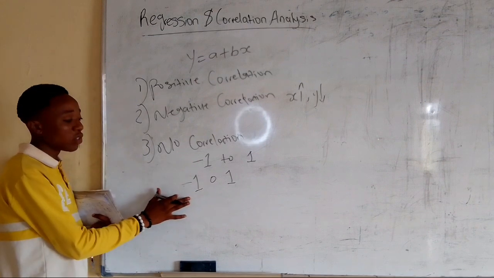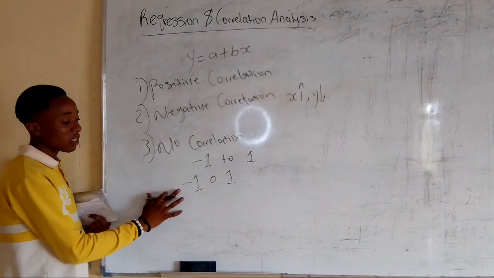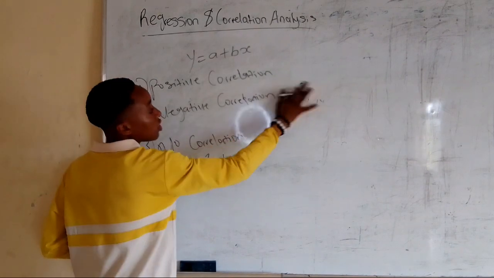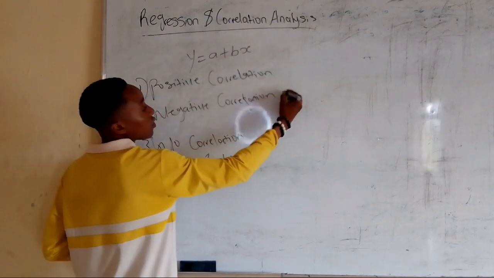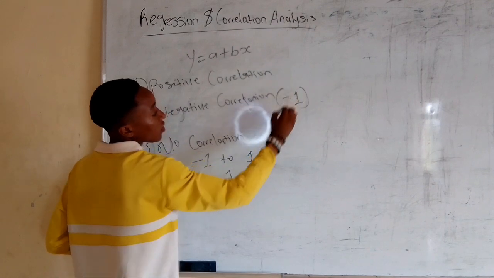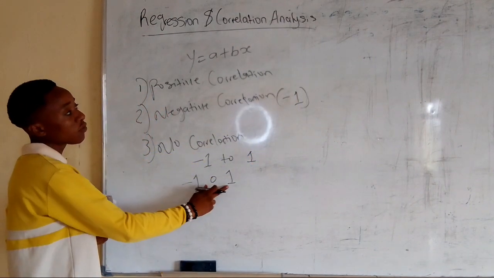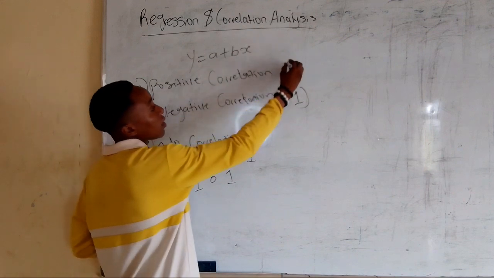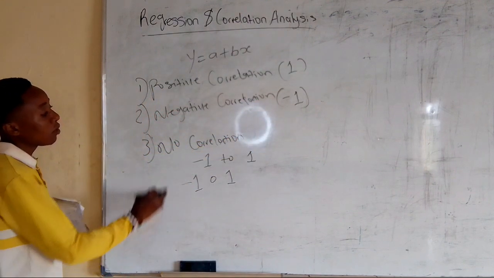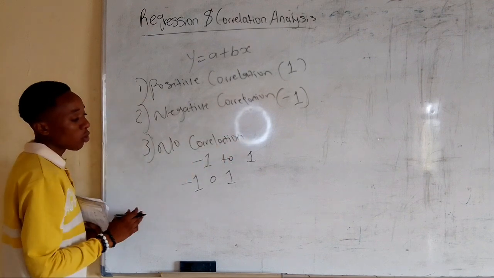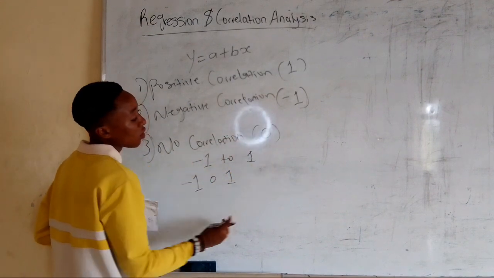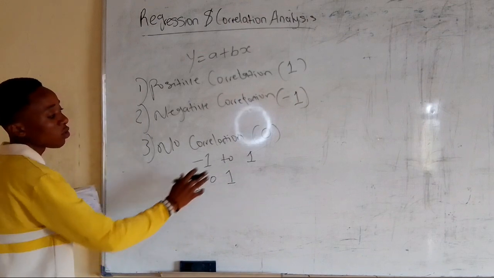So a correlation is said to be negative when it is -1. Negative correlation is -1. Then a positive correlation is +1. And then when there is no correlation at all, we say it's a zero correlation. There is no correlation, so it is 0.